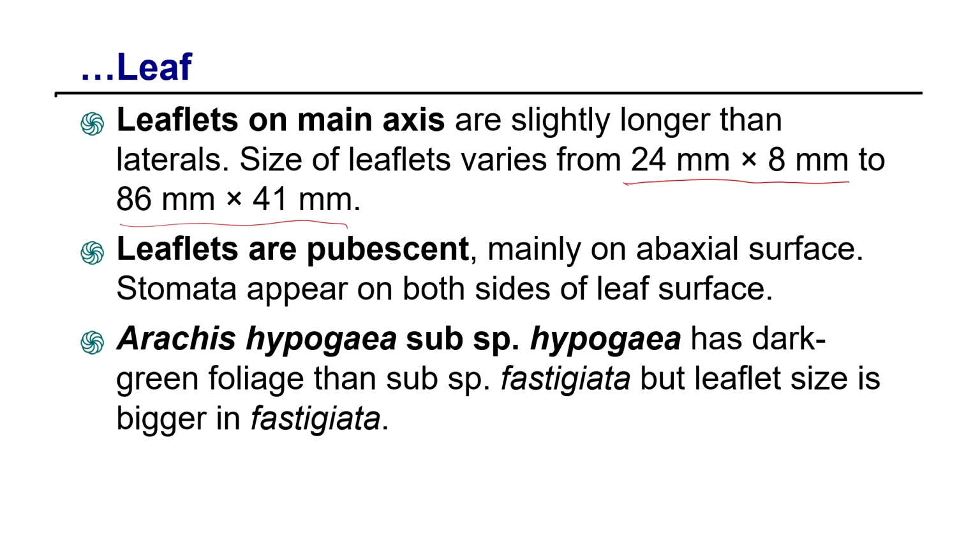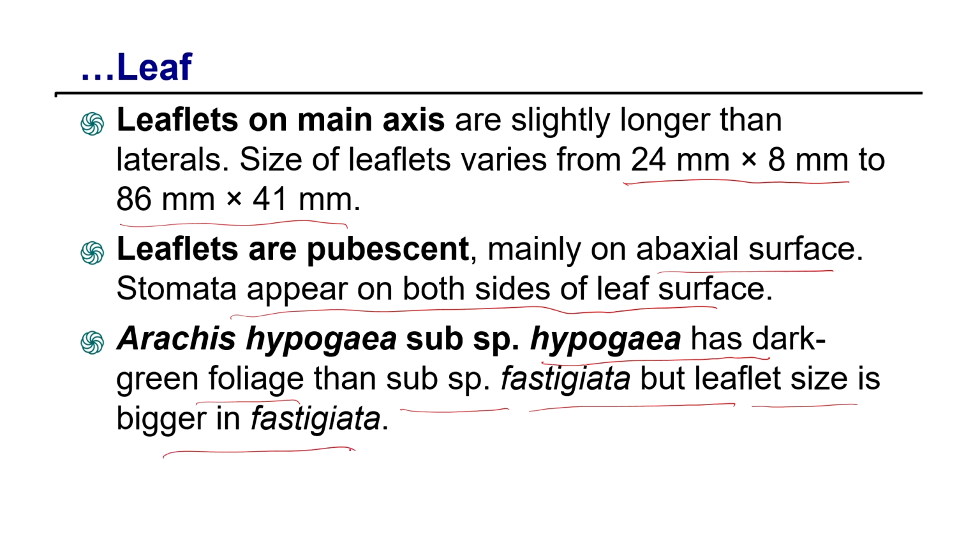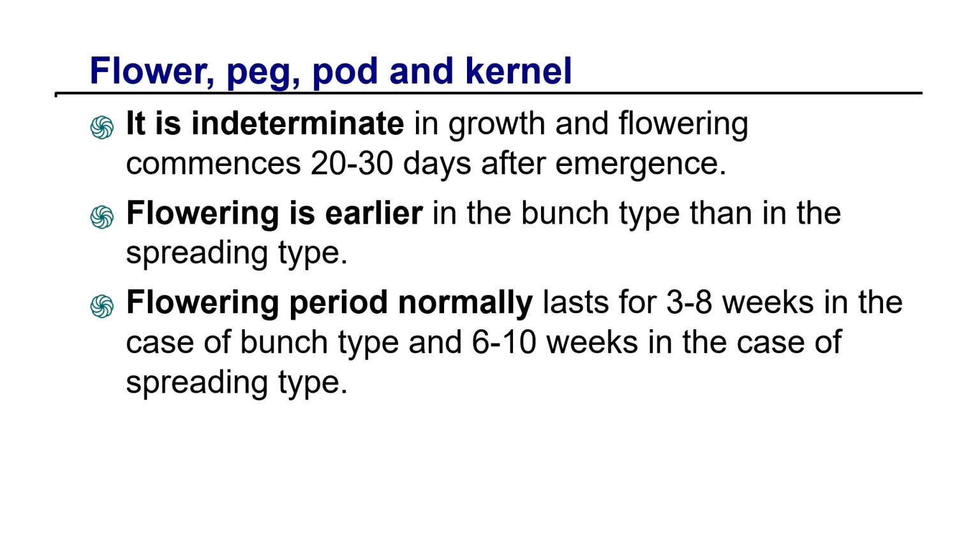Leaflets are pubescent, mainly on abaxial surface. Stomata appear on both sides of the leaf surface. Arachis hypogaea, subspecies hypogaea, has darker green foliage than subspecies fastigiata, but leaflet size is bigger in fastigiata. Now let us know the morphology of flower, peg, pod and kernel.